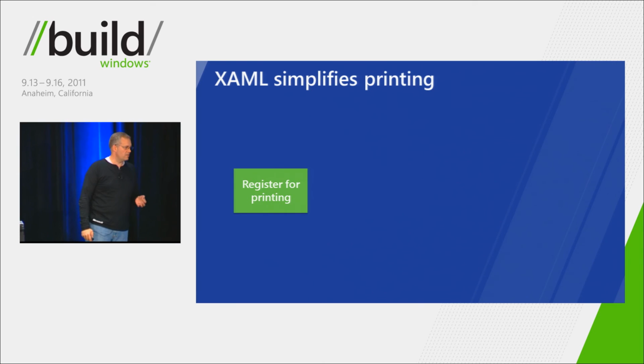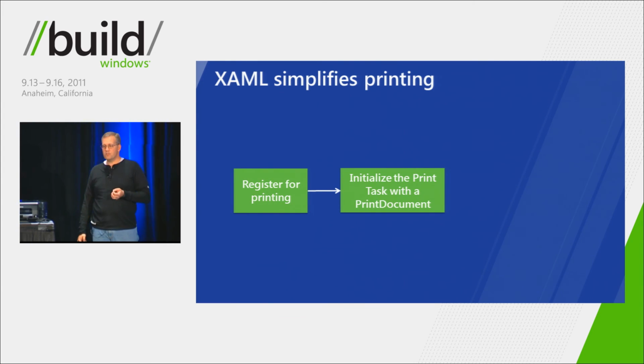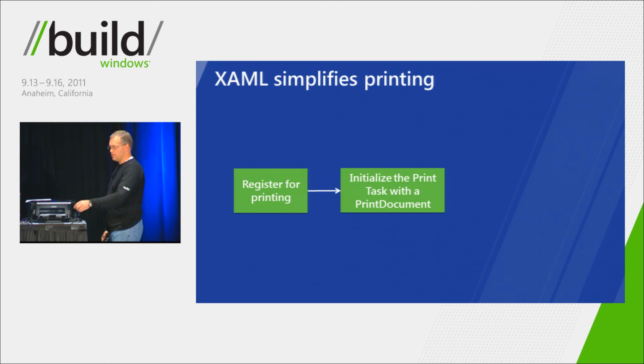The first thing is, we've talked about registering for printing and using the print contract from a XAML app. It's just like using it from an HTML5 JavaScript app, no changes. All the concepts are the same. This is a WinRT API. It works the same. Next, we've talked about how to use the print document to initialize the print task.